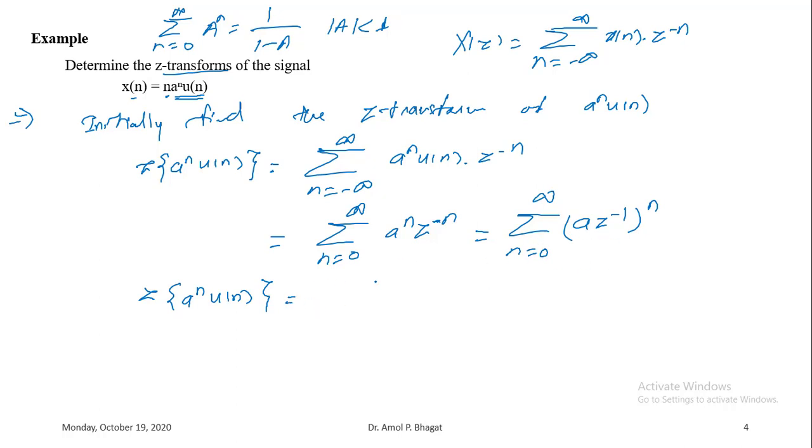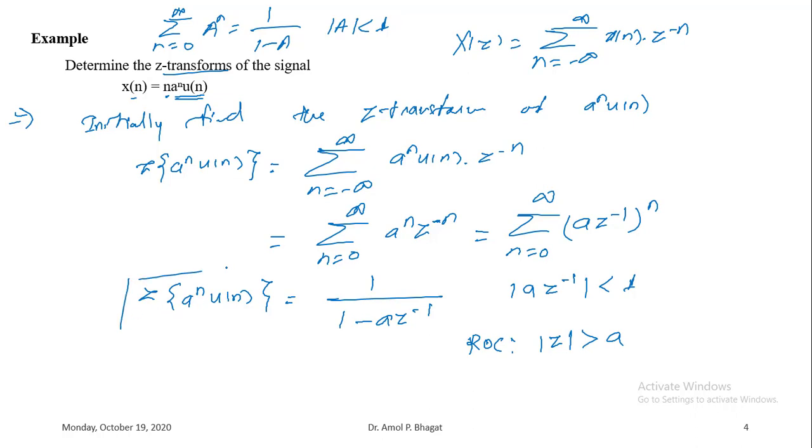So it will be 1 upon 1 minus a z inverse, provided mod a z inverse is less than 1. So its ROC will be mod z greater than a. Okay, mod z greater than a will be its ROC. So here we are determining the z transform of a to the power n u of n. It is 1 upon 1 minus a z inverse.